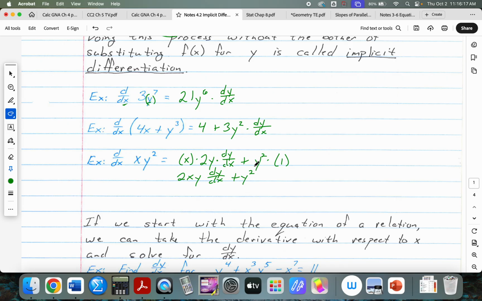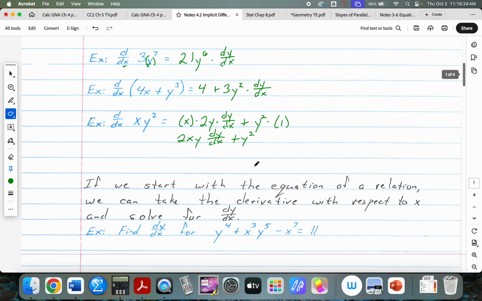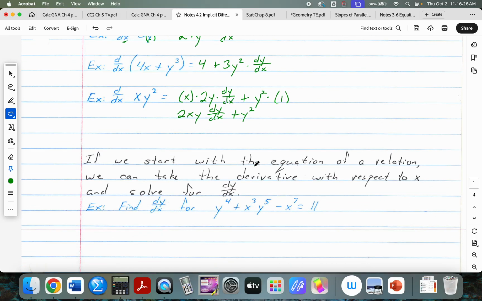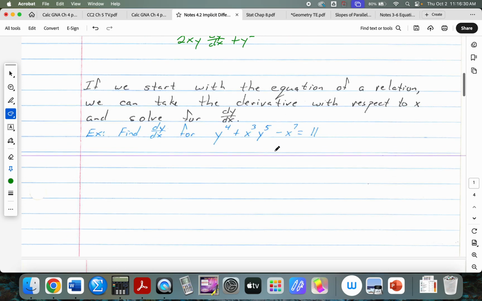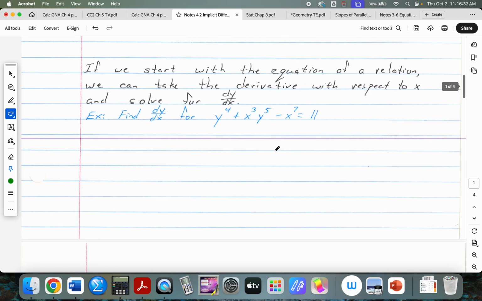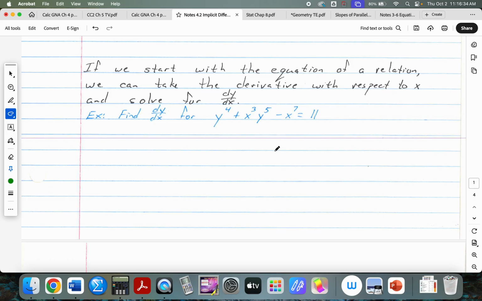Now, here's what's going to happen. Almost always, you're going to start with the equation of some relation. And then we're going to take the derivative with respect to x and then solve for dy dx. So, for example here, find dy dx for the x squared plus y squared equals 25 example for a circle I gave you a little while ago.